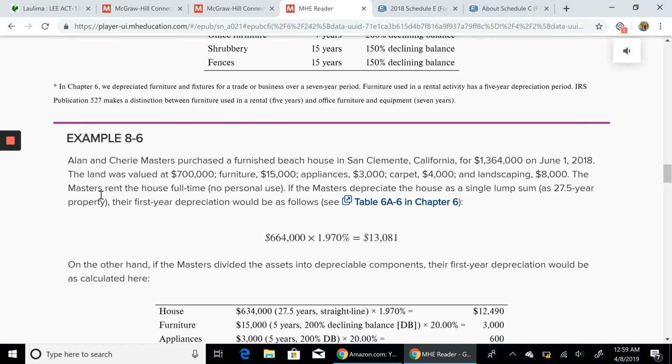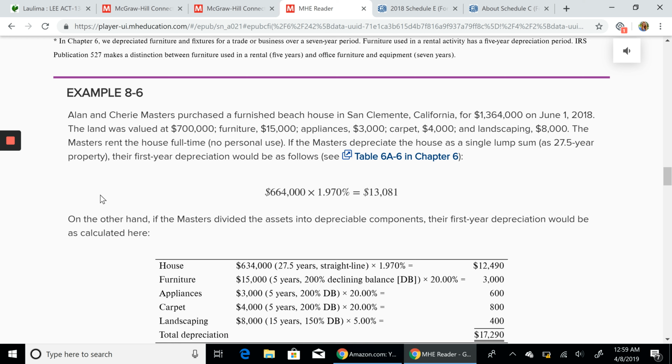So we'll do a bit of depreciation review here. Alan and Sherry Masters purchased a furnished beach house in California for $1.3 million. And on June 1st, 2018, the land was valued at $700,000. Furniture, $15,000, appliances, $3,000, carpet, $4,000, and landscaping, $8,000. The Masters rent the house full-time, no personal use.